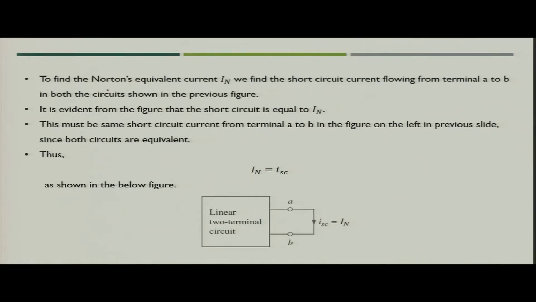Now, how do we find the Norton equivalent current? We find it by carrying out a short circuit test on the network which is given to us. If this is a two terminal linear circuit, we short circuit these two terminals and measure the current, that is the short circuit current. Then we will come to know that the short circuit current is the Norton current. How?